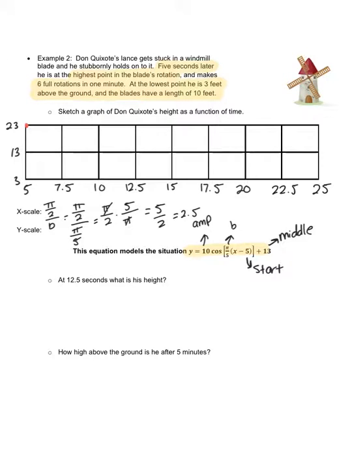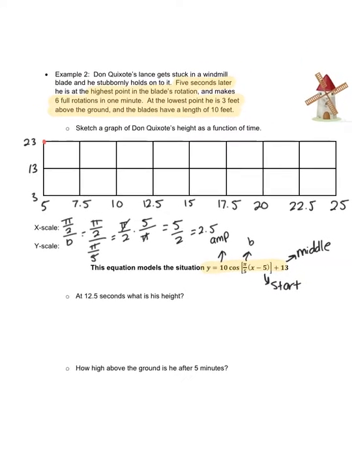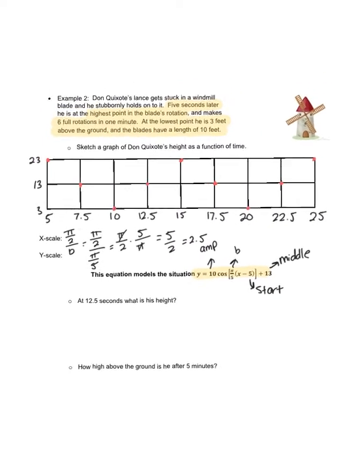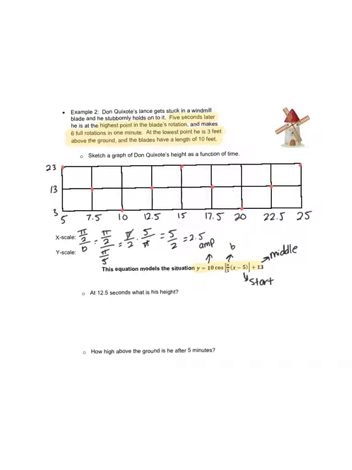Okay. And then my graph is cosine, so I'm just going to keep that same general cosine shape, and then connect all my dots. Okay, and there's our graph.